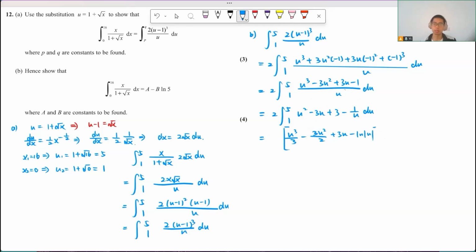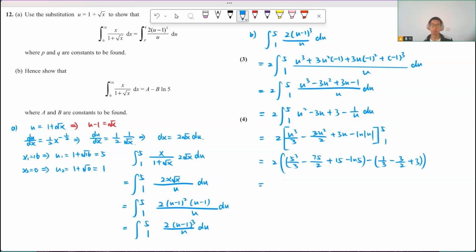And then with limits 1 to 5, and 2 is the coefficient, so we just times it by 2. And now we need to substitute in all the limits. So 5 to the power 3 over 3, and then minus 3 times 5 squared divided by 2, that would be 75 over 2, and then plus 3 times 5 is 15, and then minus ln 5, and then put the brackets. And then minus 1 over 3 minus 3 times 1 squared over 2, and then plus 3, and then ln 1 is equal to 0, so ignore that.